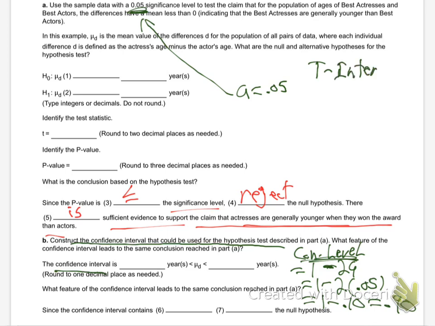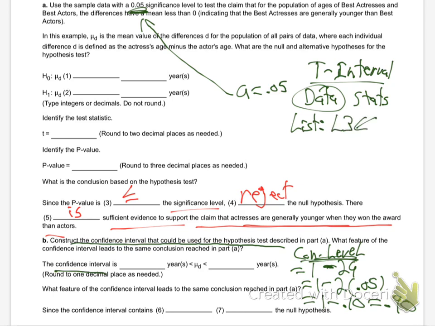So choose T-Interval, and it'll ask you data or stats, and you choose data, and when it says what list, notice this, L3, super important that you see that, because that's where our data is, not L1 or L2. You got to make that L3. It's really important because that's where our list of data is. That's where the differences are, right? We stored all the differences, actress minus actor, in the L3 data set. That's our data set.